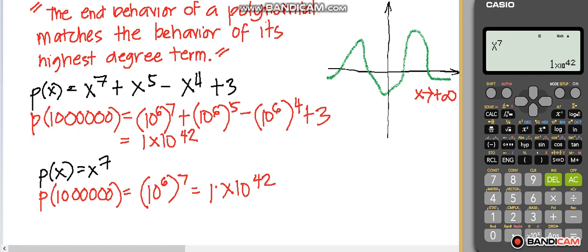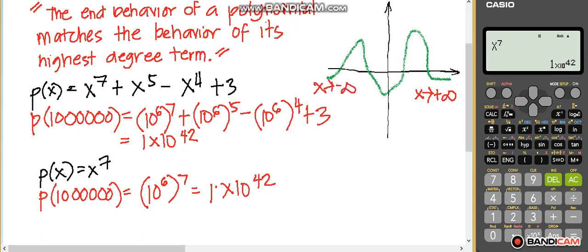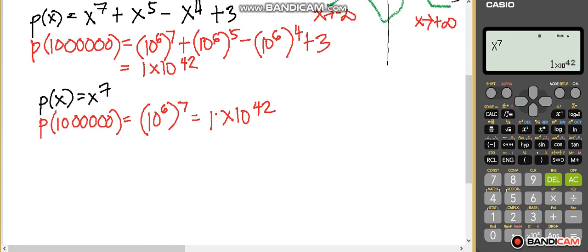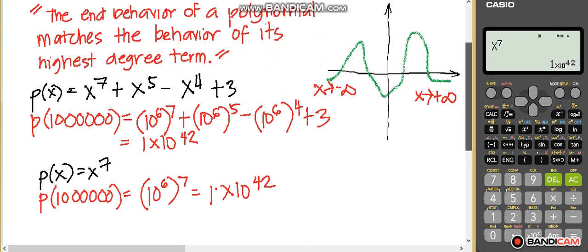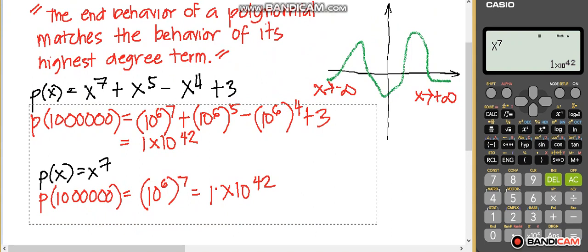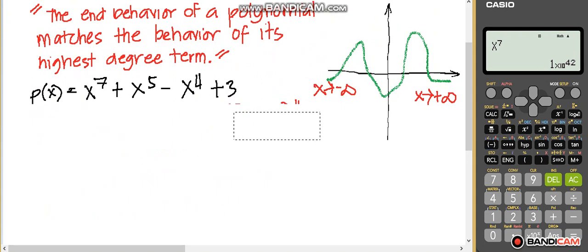What if you are approaching negative infinity? Still, we will apply the idea that the end behavior of a polynomial matches the behavior of its highest degree term. So, let's go to the left. That x is approaching negative infinity. Okay? So, we'll assume values just as what we did with x approaching positive infinity. Now, let us try values for negative infinity.